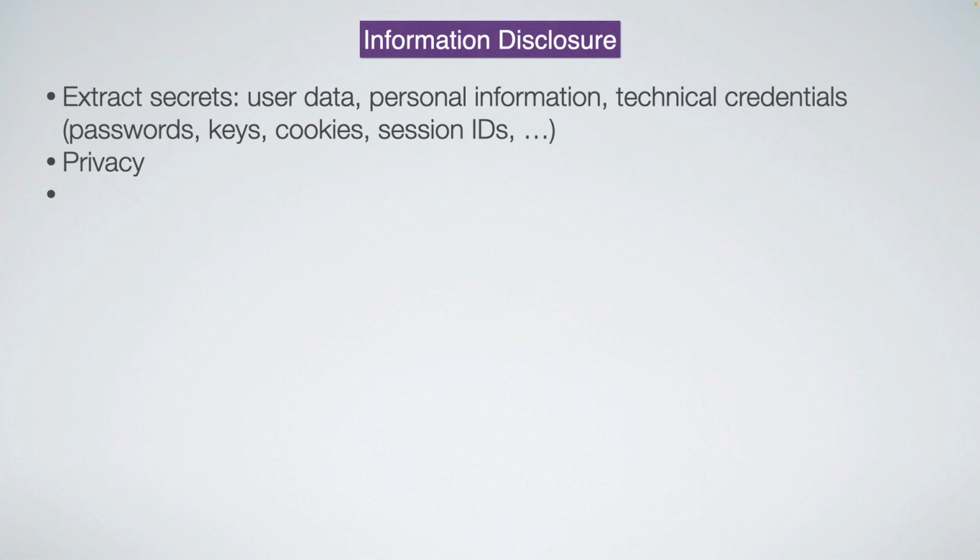Information disclosure is basically stealing things that are supposed to be secret. So it could be data, it could be personal information, it could be credentials, like password theft, key theft, cookies, session IDs, hijacking, that type of stuff. We'll spend lots and lots of time on all of these things: passwords, keys, cookies, and session IDs across this course. Privacy generally falls under information disclosure.